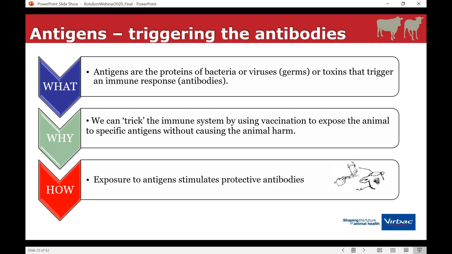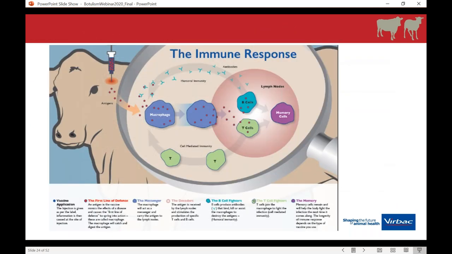Now, don't worry if that was a bit of detail, because this picture makes it really come together to understand what I was talking about. When we vaccinate cattle, the syringe there is going under the skin, and the little red dots in there are antigens. So pretend that that is, say, botulism toxin. To make that, what we've done in a factory is we've damaged the toxin so it can't harm the animal, but it still is like the toxin, so it tricks the body.